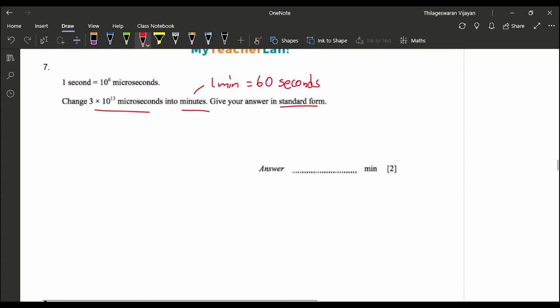First, convert this into seconds. So 3 times 10 to the power of 13 microseconds divided by 10 to the power of 6 microseconds. And finally, divide by 60 in order for you to get the minutes. So just put it inside your calculator and you should be able to get your final answer, which should be 5 times 10 to the power of 5. And this unit is minutes.